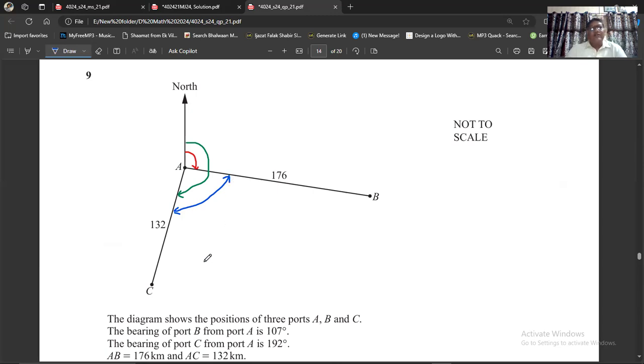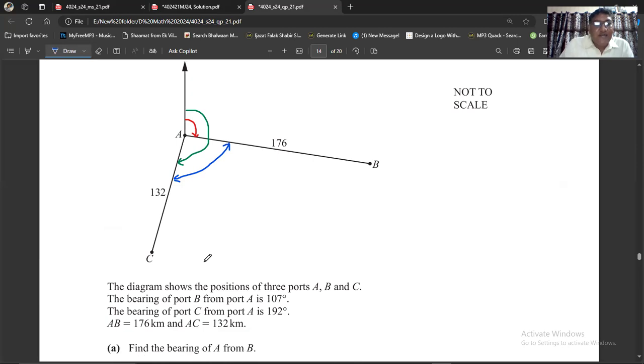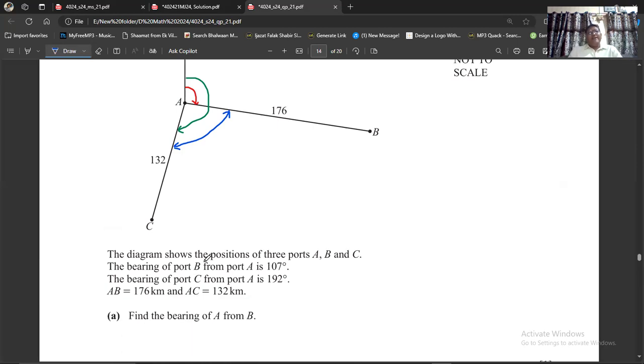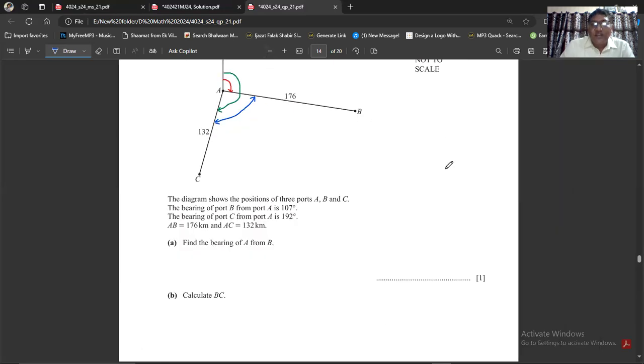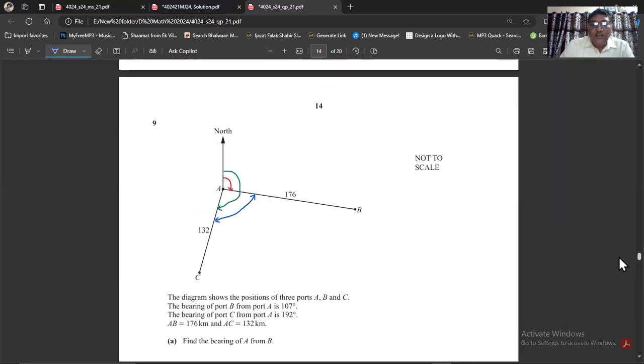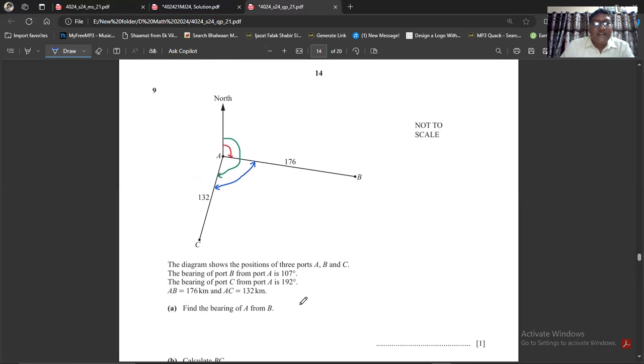Their question is the bearing of the port C. Then they say AB is 176 kilometers and AC is 132 kilometers. Find the bearing of A from B. This is their first part. Let me reduce the size so you can see most of the question. So the first part they are asking is: find the bearing of A from B.